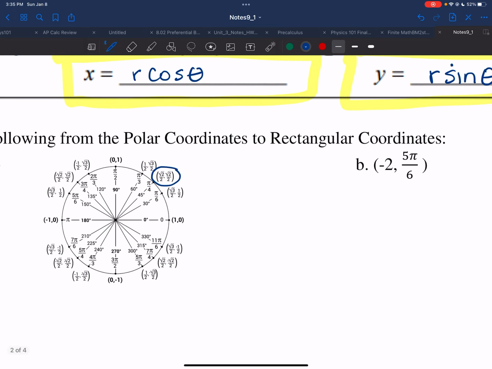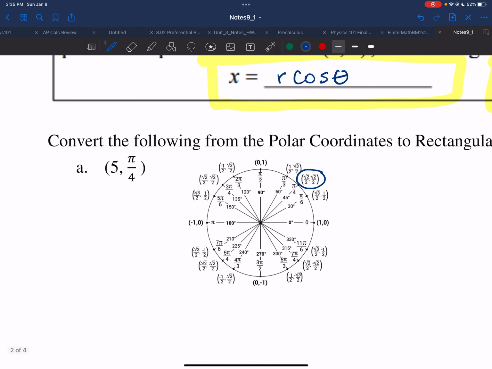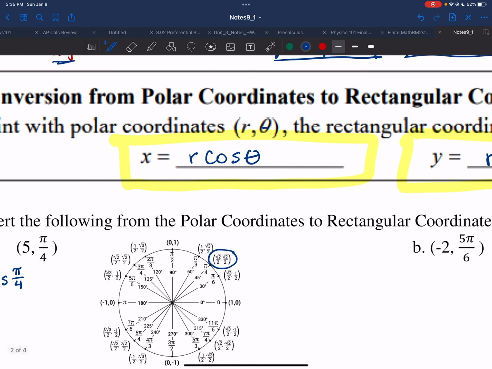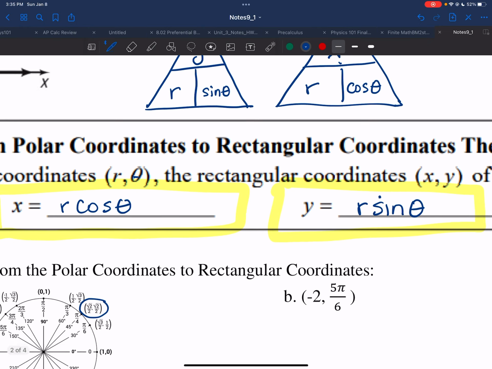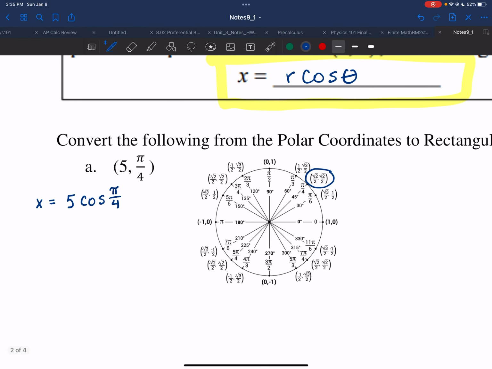So going from polar coordinates to rectangular coordinates, what we want to do is follow this. My x is going to be 5 times the cosine of pi over 4, right? Because here I just went over what those equal. So 5 is r, and then my theta is pi over 4. My y, I'm going to put that down here in red, is going to be 5 sine pi over 4. All right, so let's go ahead and see if we can reduce this.